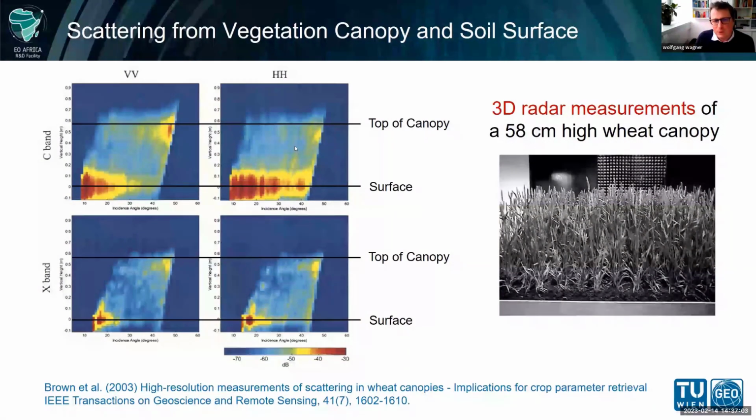Now, this is a beautiful picture that was taken in a laboratory experiment. Unfortunately, we don't have these capabilities from satellites. When we work with satellites, we only see the total signal coming back, not sliced up over the different vertical layers. If we had that situation, the interpretation of the data would be much easier for us.